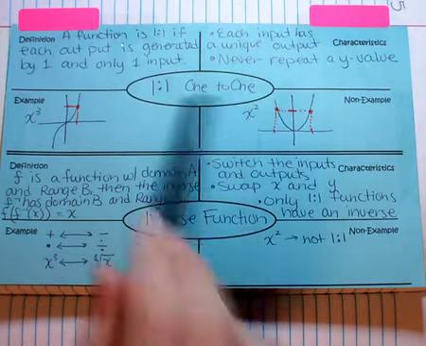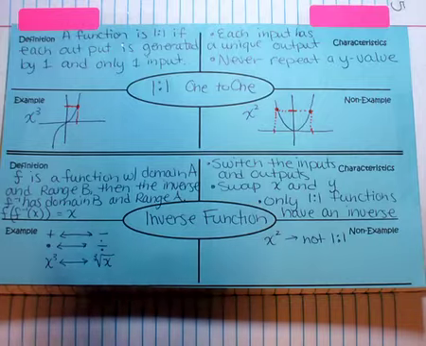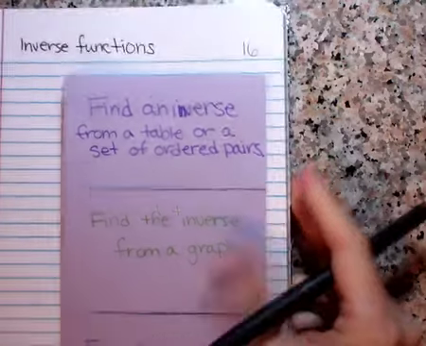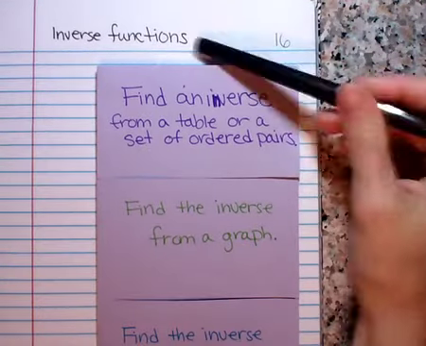We had our definition for one-to-one on another sheet of paper, so if you did not have that, get it copied over onto this set of notes. And then we're going to start on page 16. Our title is Inverse Functions.